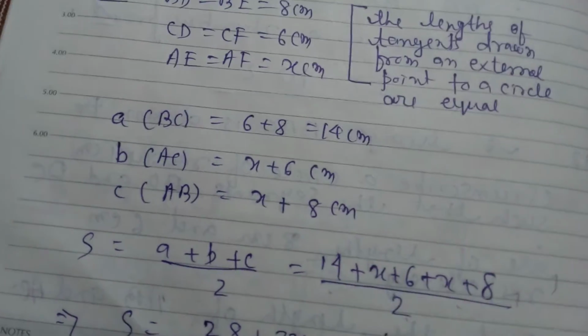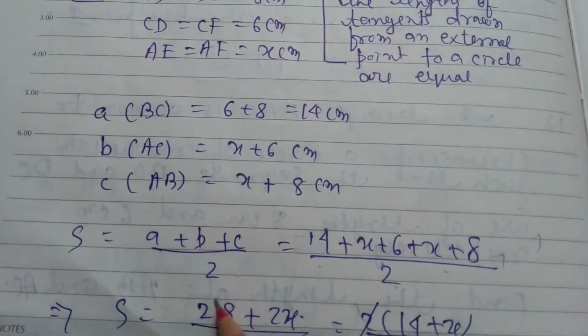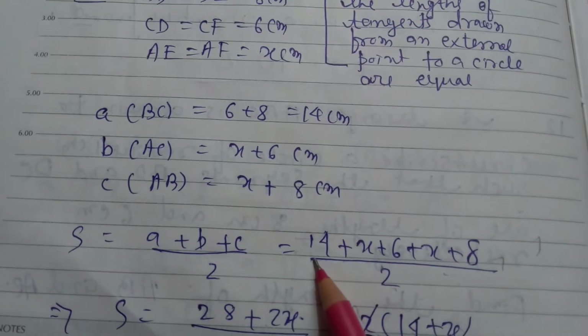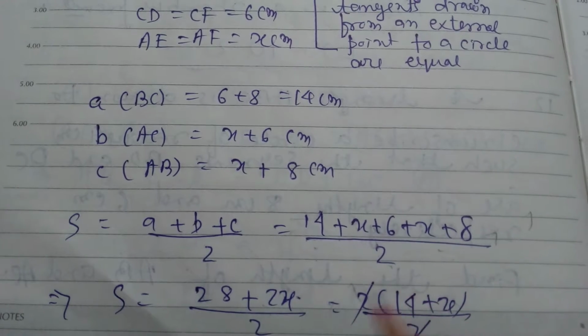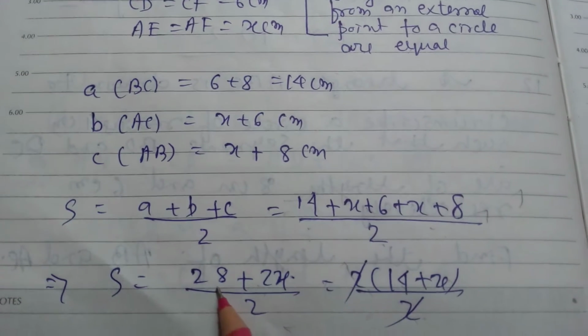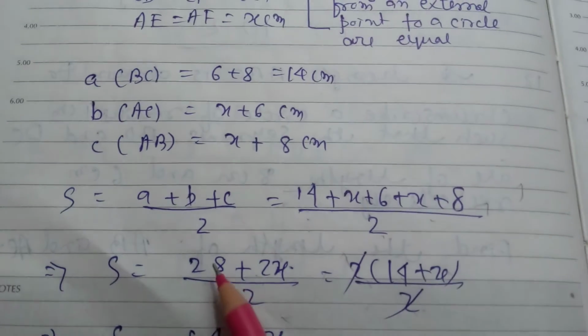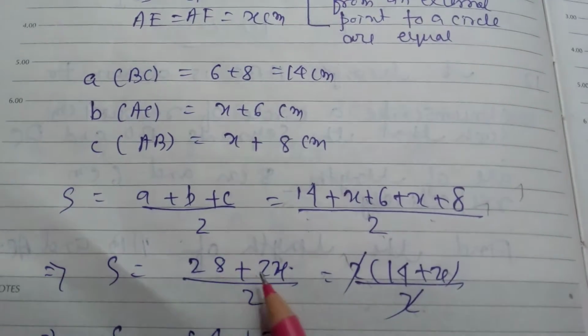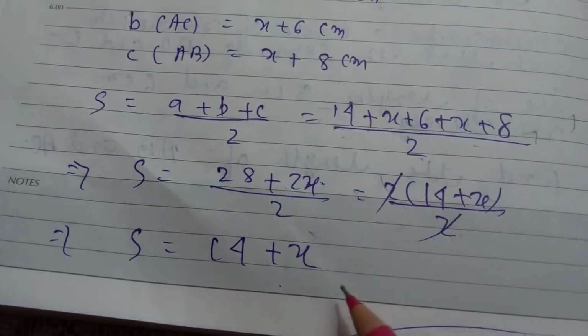So at first you find the s. s means half perimeter, that is a plus b plus c by 2. a equal to 14, b equal to x plus 6, c equal to x plus 8, by 2. Now adding 14, 6 and 8 you will get 28. So 28 plus 2x by 2. Now take common between 28 and 2, that is 2. So 2 into 14 plus x by 2. 2 cancel. So s equal to 14 plus x.